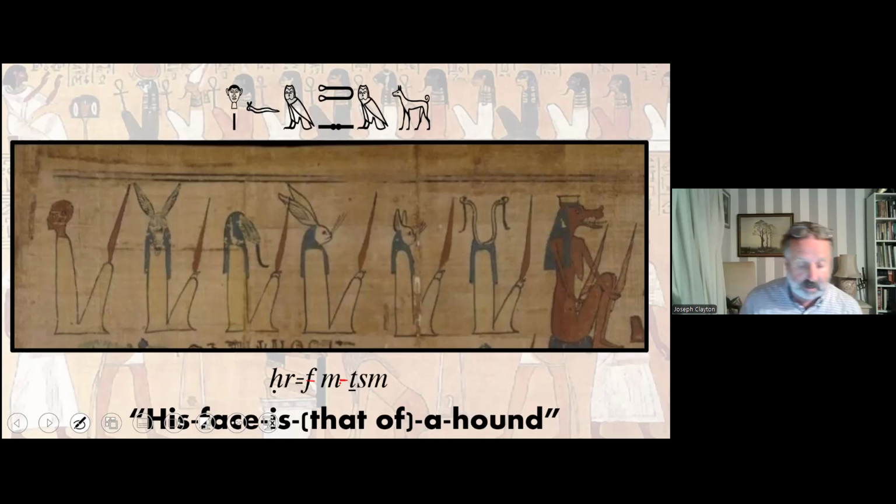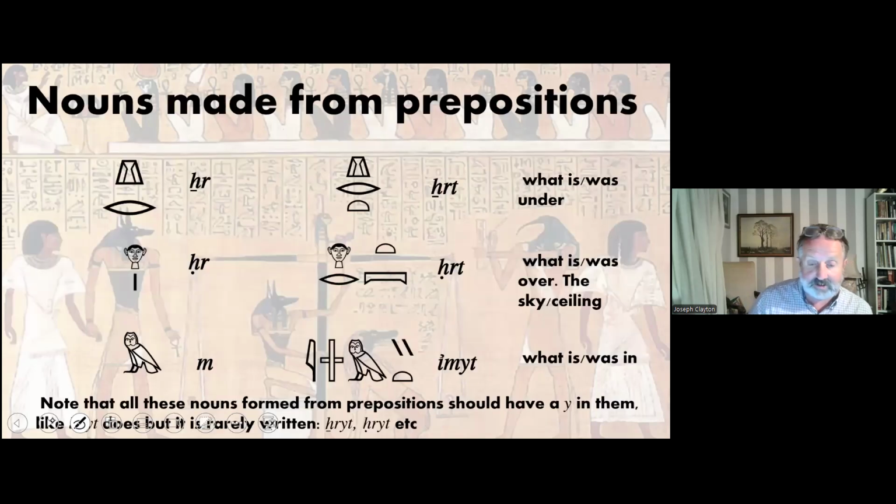Right. Okay. A bit more on prepositions: nouns made from prepositions. So we've got her, under. Just put a T on the end: cheret, what is under. Okay. Her, on: cheret, what is over. And if you put a determinative on it, it can be the sky or the ceiling. Or in the case of a person, it can be who is over as well. If you just put it without the T, it will be a thing there. So, yeah.